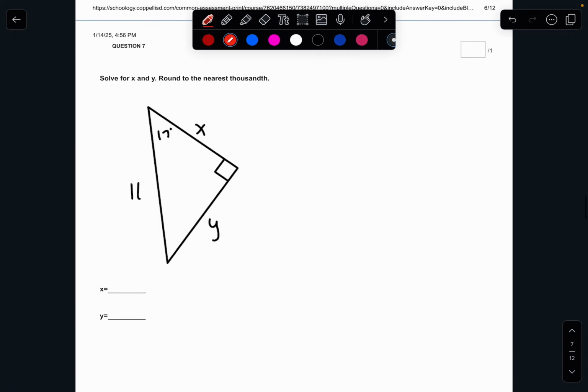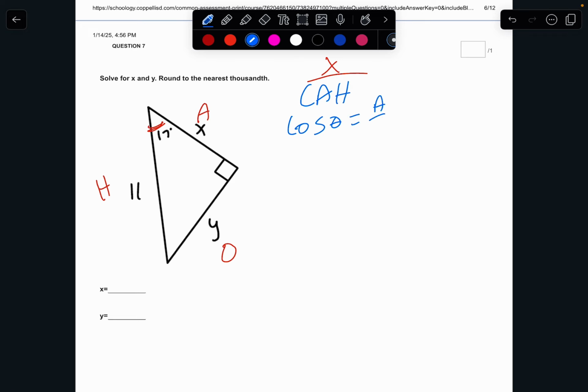The next question, we have our 17. We need x and y. This is the adjacent leg, the opposite side, and the hypotenuse. So solving for x first, we would do adjacent. That's the cosine. That's the CA part of SOHCAHTOA. So the cosine of theta equals adjacent over hypotenuse. So this would be the cosine of 17 equals x over 11.